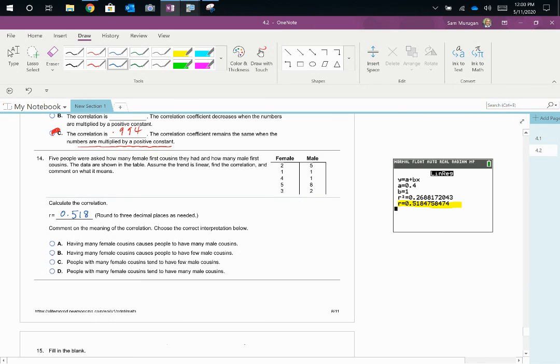Comment on the meaning of this correlation coefficient. So this is generally positive. People with many female cousins tend to have many male cousins. That's all this is telling us, this one right here. People with many female cousins tend to have many male cousins. Don't know if that's true or not, but that's what we came up with, yeah?